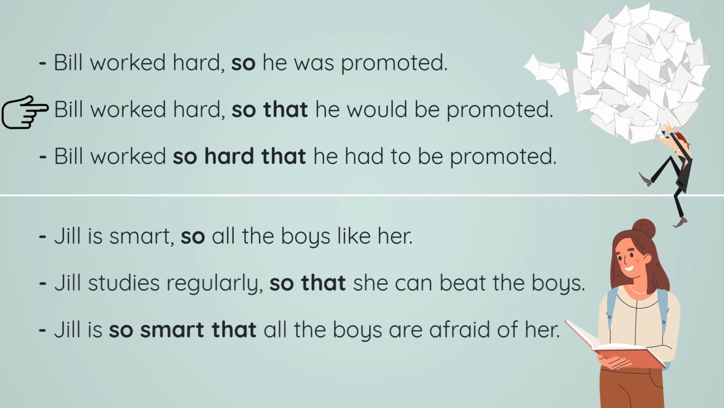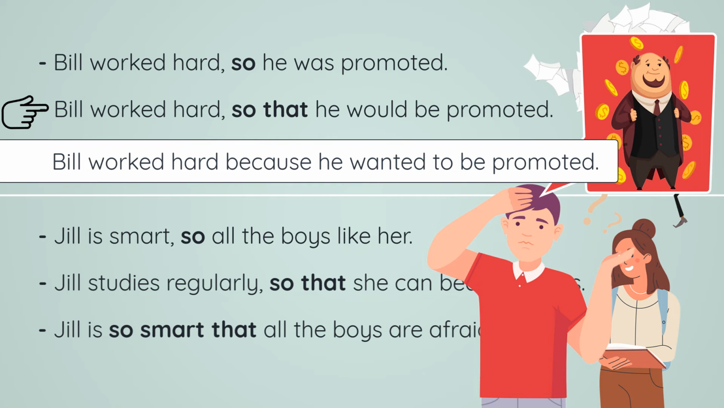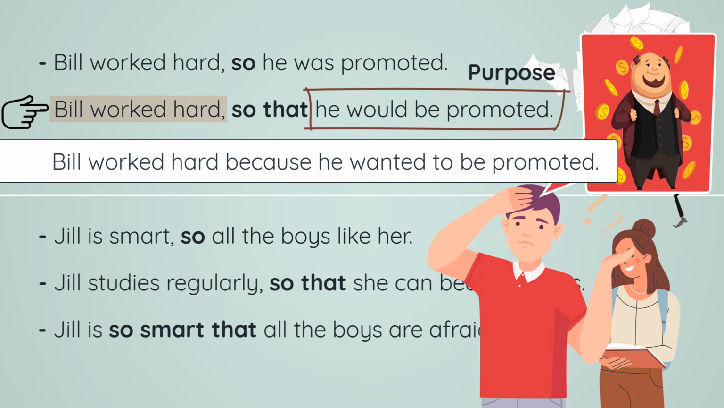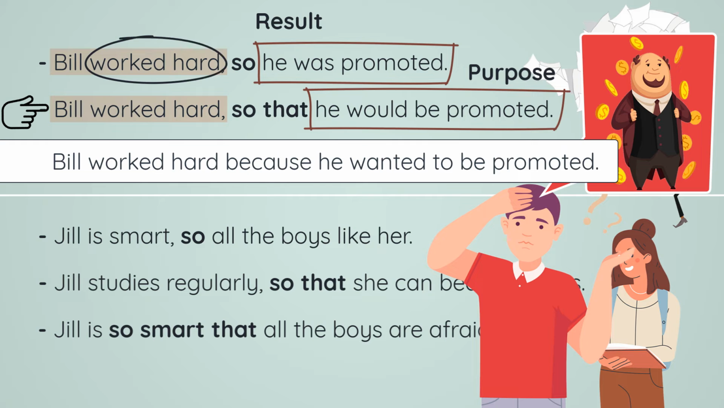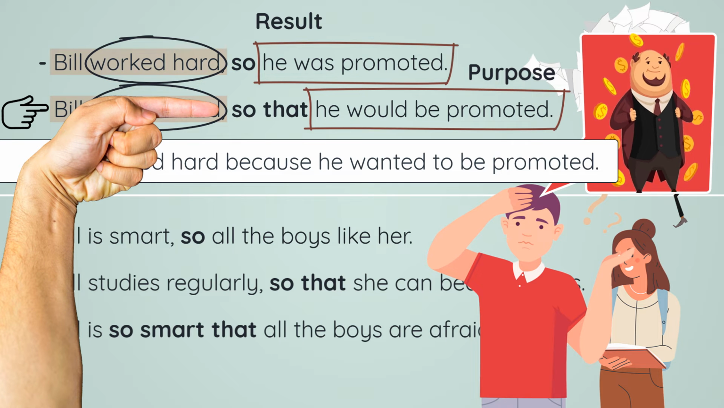Bill worked hard so that he would be promoted. Now, Bill wants to be the president of the company. How will he become the president? He will work hard. So he worked hard because he wanted to be promoted. This was the purpose for this. This was the result of this. So you notice we have the same verb and adverb. This was the result of this. This was why he did this.